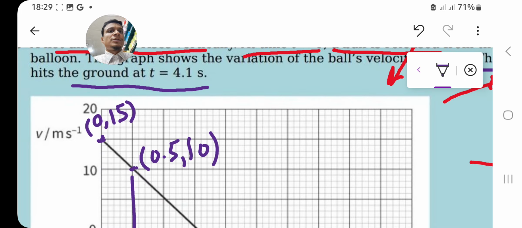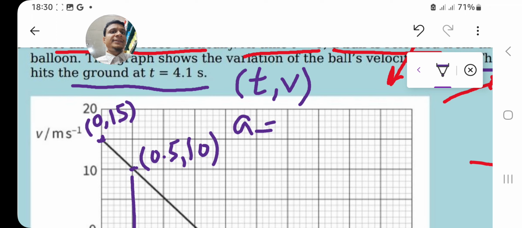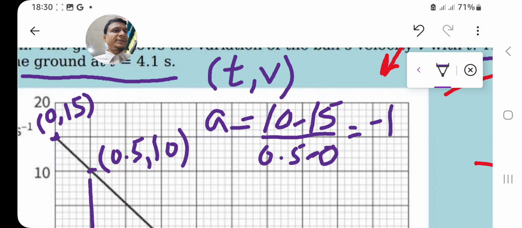We take the points as t on the x-axis and v on the y-axis. So we find the acceleration as 10 minus 15, divided by 0.5 minus 0, which equals minus 10. It means that the acceleration is minus 10 meters per second squared.